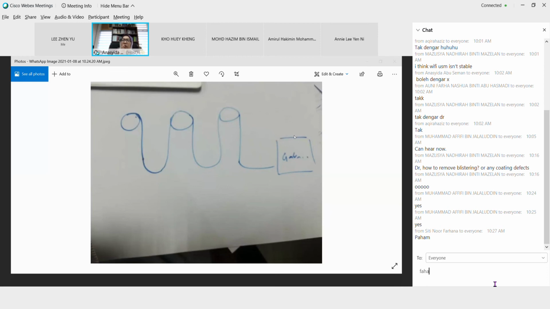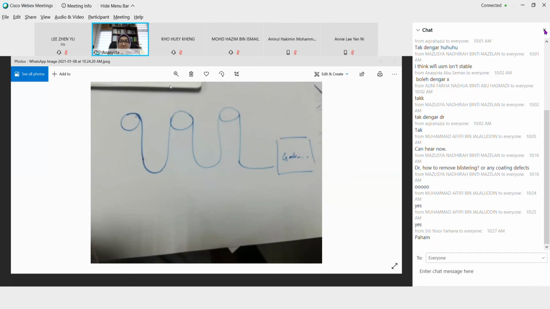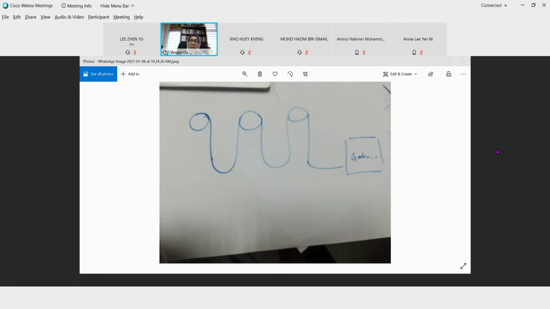So the pinhole is sometimes not caused by this process. It is not caused by galvanizing. It might be caused by the process before. So you have to look at where the problem occurs, whether at galvanizing or before. So you have to do a failure analysis.